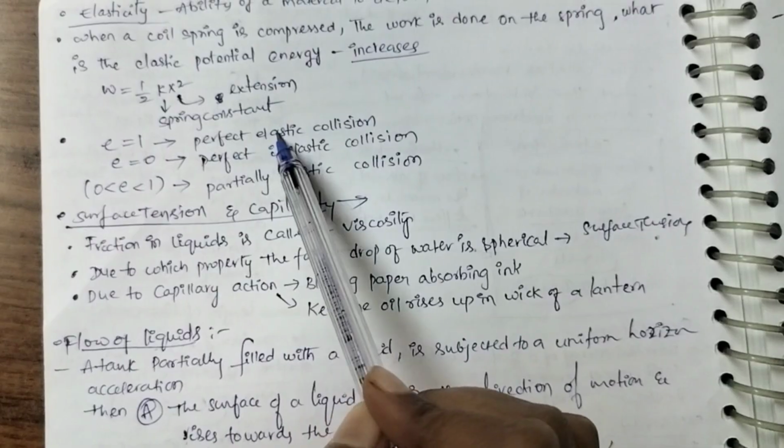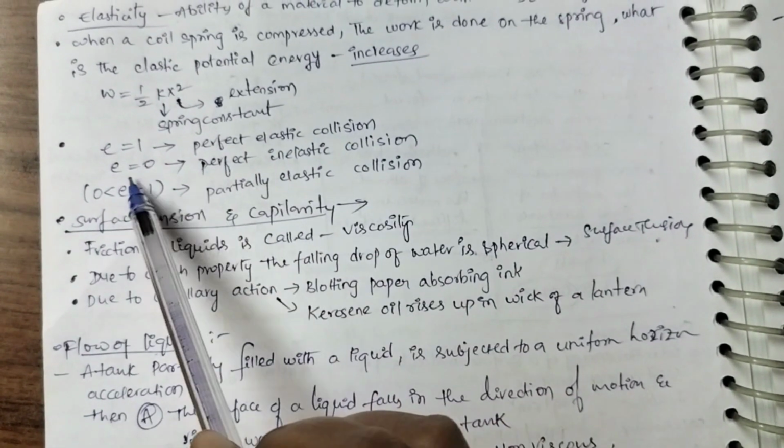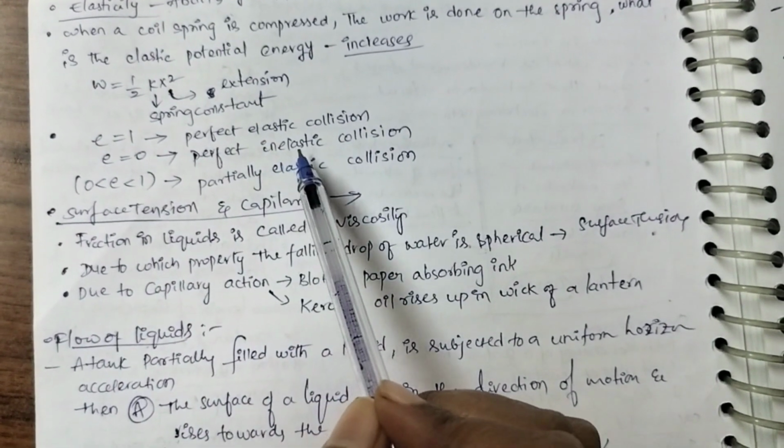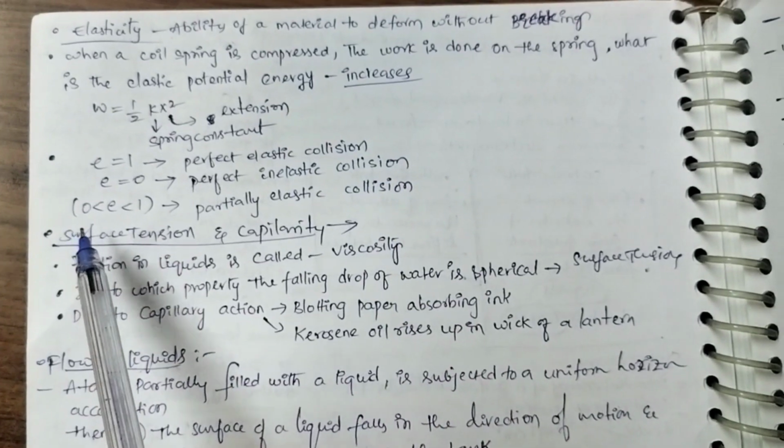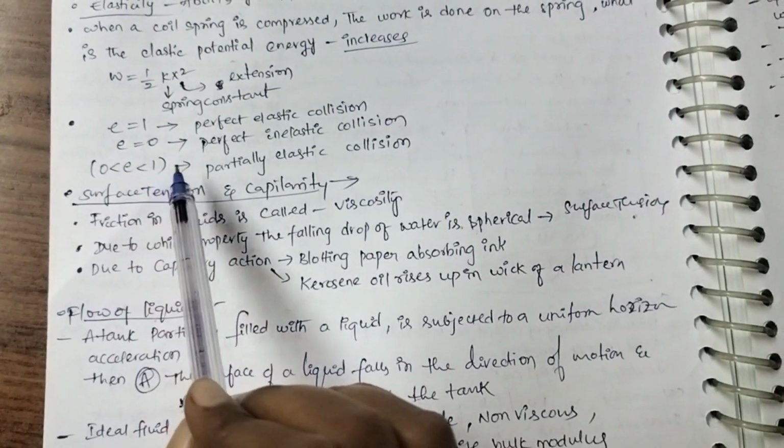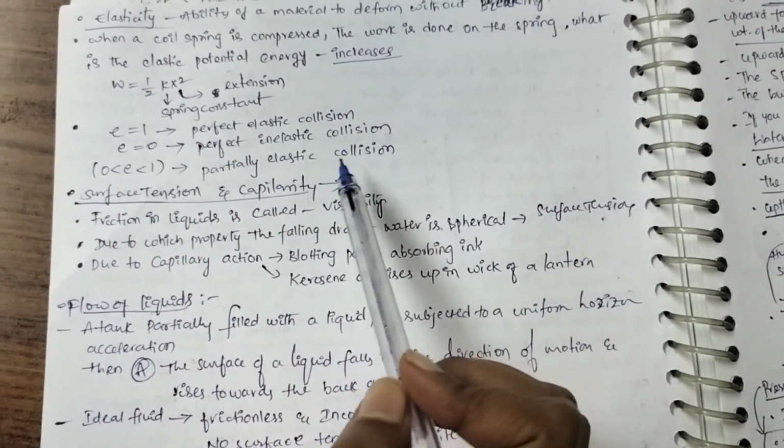If e value is 1, then it is a perfectly elastic collision. If e is equal to 0, then it is a perfectly inelastic collision. If 0 less than e less than 1, then it is a partially elastic collision.